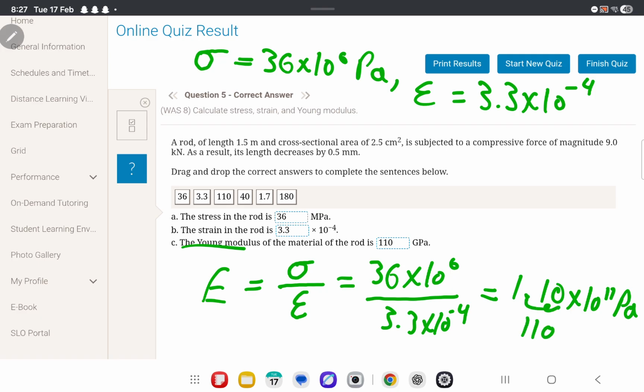So we're gonna have 110. And then this becomes what? Times 10 to the power of 9 Pascal. Times 10 to the power of 9 is essentially just giga. That's a prefix for giga. So my answer is 110 gigapascal.